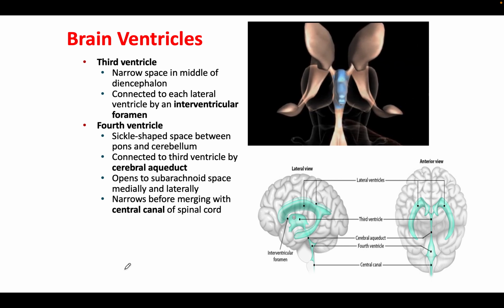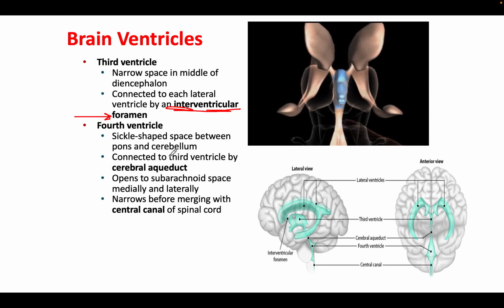So from the 2 lateral ventricles, there is a small opening called the interventricular foramen. So what does the term interventricular mean? We're looking at this term here, interventricular. Well, the term inter means between, right? And the term ventricular is just referring to our ventricle. And if you remember from skeletal anatomy, foramen is just an opening.